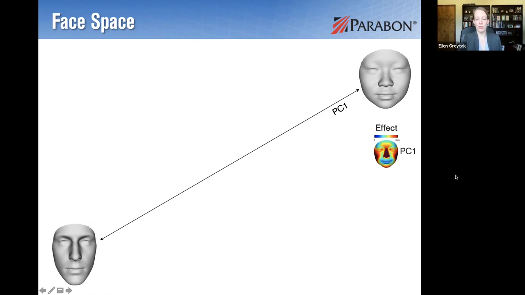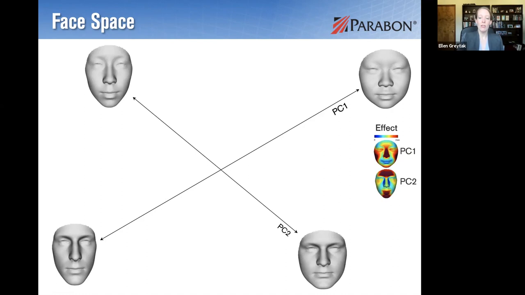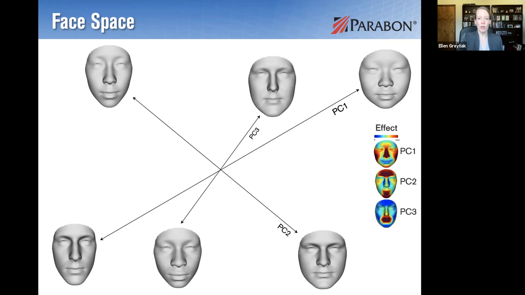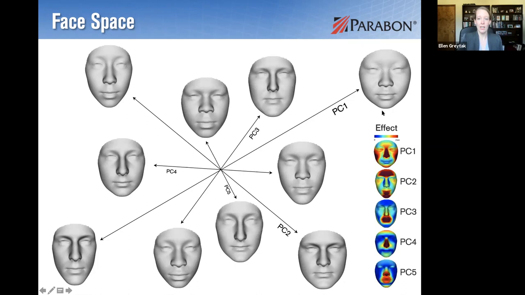As we add more and more principal components, this one is the shape of the jaw. Do you have a square jaw and chin or an angular jaw and chin? This is independent, so you can have an angular jaw and a round face, or an angular jaw and a long face, or a square jaw. And then we can add even more and more detail with each dimension. The goal is then to predict where an unknown person falls on each of these dimensions, and use that to predict the three-dimensional shape of their face.